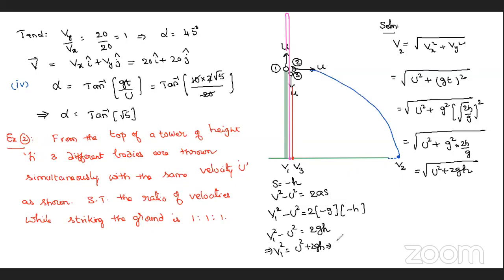Can't we use it? Which displacement formula? And to find out what, V1 or V2 or V3? Which one are you asking, Angel? Okay. V1 equals, we are getting root of u square plus 2gH.